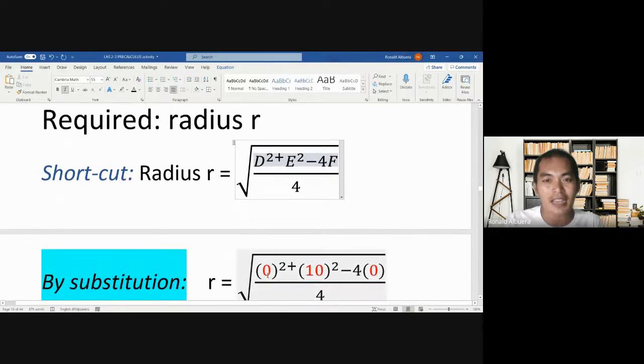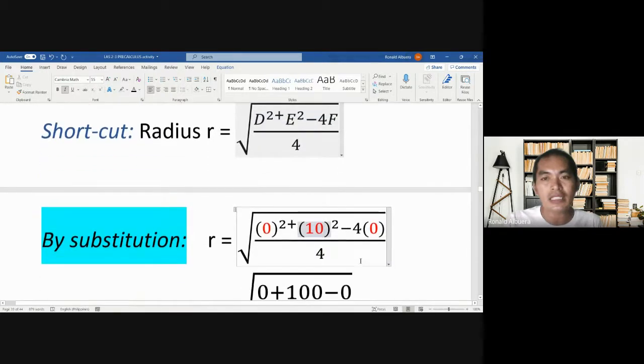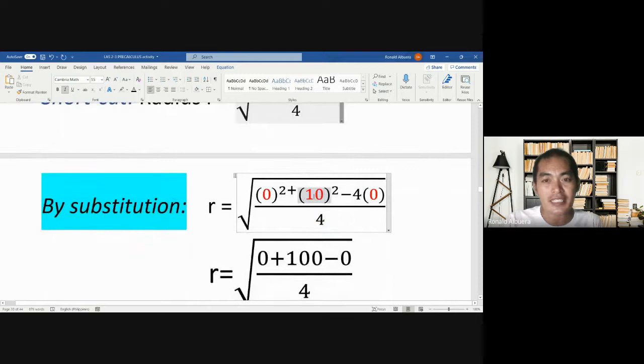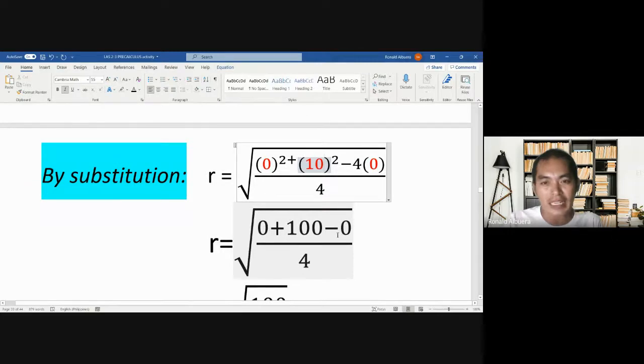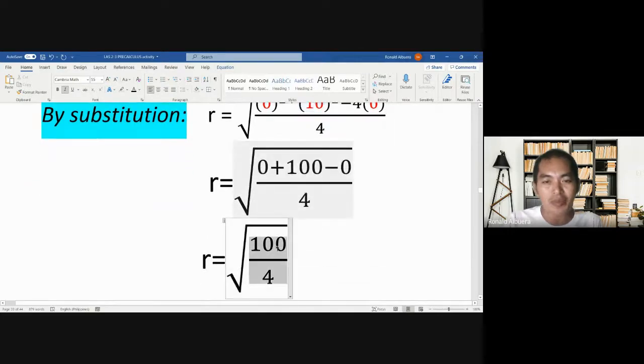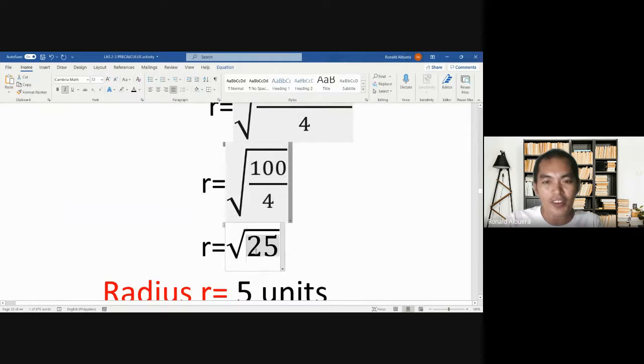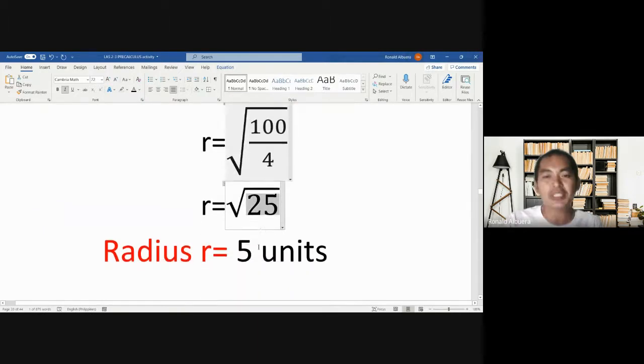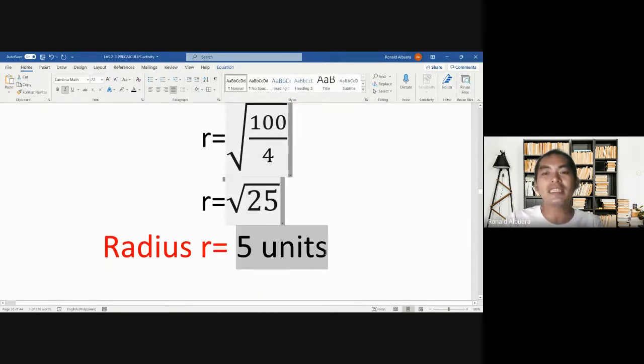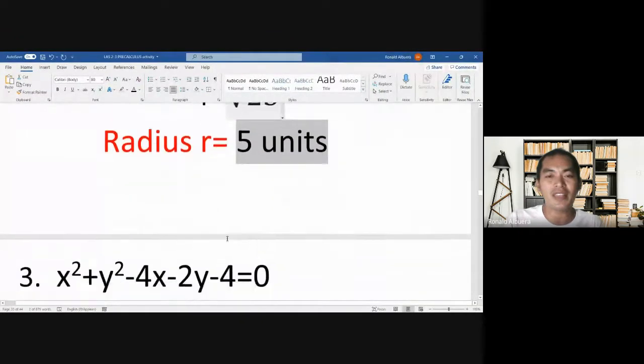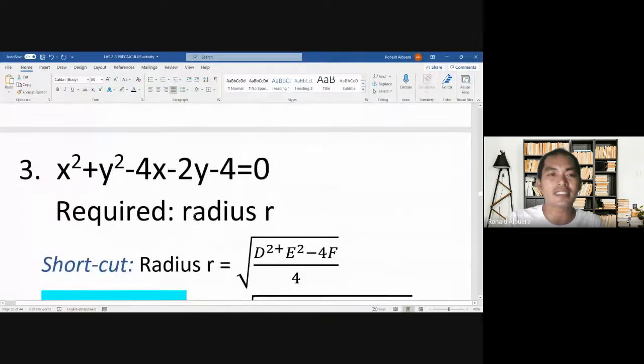So we have 0 squared plus 10 squared minus 4 times 0. So that's 0. 10 times 10 is 100. Negative 4 times 0 is 0. So when we simplify the numerator, that's only 100. Divide 4 is 25. Square root of 25 is 5 units. That's the radius of the given equation of a circle.